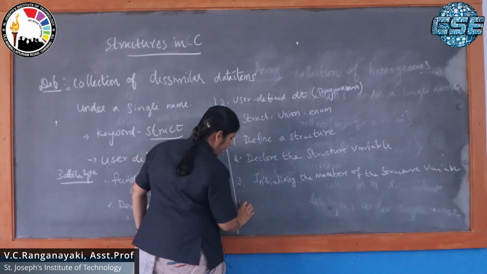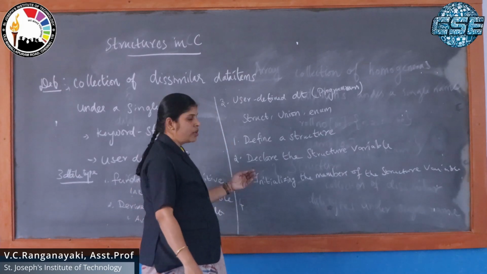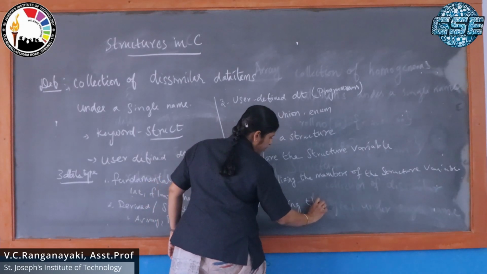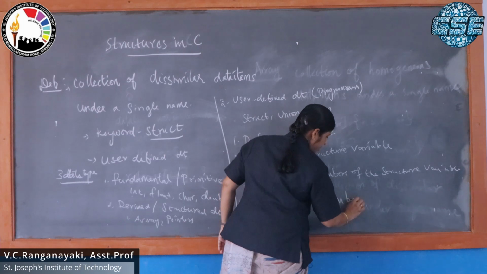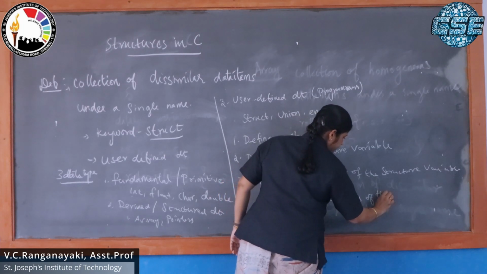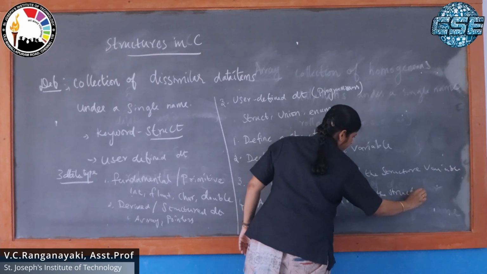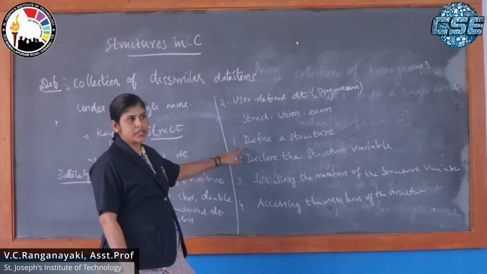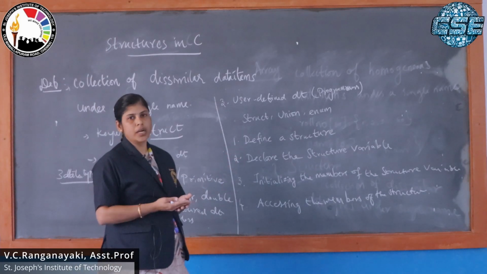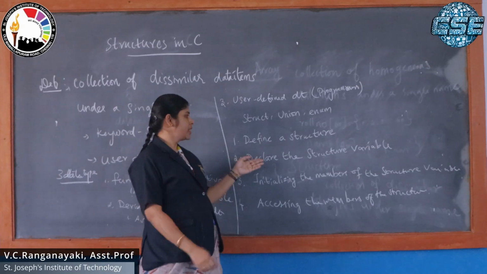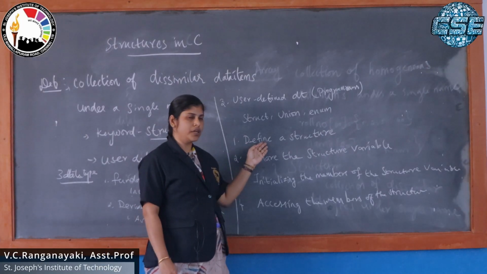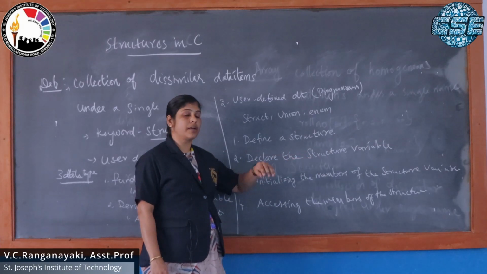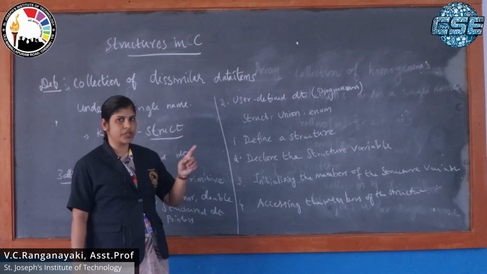And the last step is accessing. After initializing the values, the last thing is we access the values, accessing the members of the structure. So in these four steps we are done with the structure. First, we define the structure with the help of the struct keyword and data members. After defining the structure, we declare the structure variable. With the help of the structure variable, we can access all the members of the structure, right?